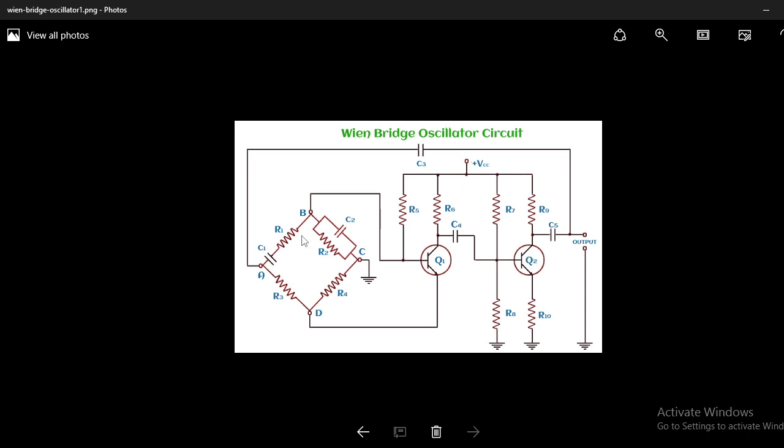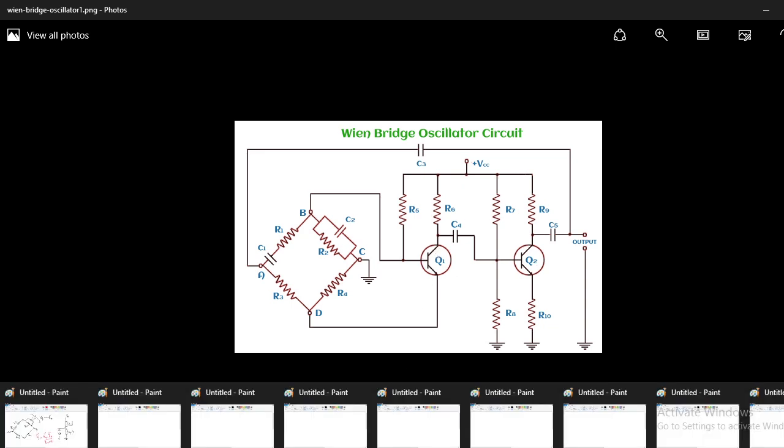Here, just observe the Wien bridge. One series combination of resistance and capacitance, and this is the parallel combination of resistor and capacitor, R2 C2. These are the two resistances. Here, just observe the connections. The output of the circuit is connected to the series combination of R1 and C1, and the voltage across the parallel combination, that is the feedback voltage, is applied to the input of the first transistor, that means the base of the first transistor.